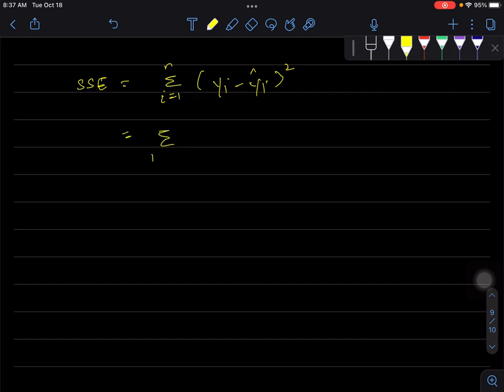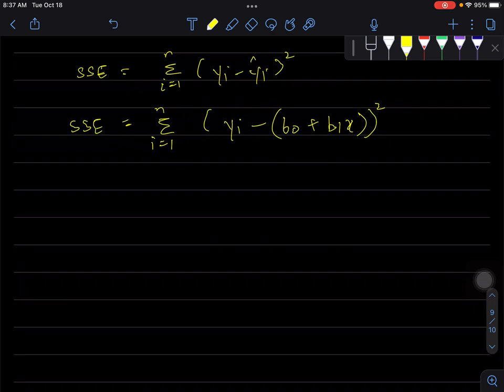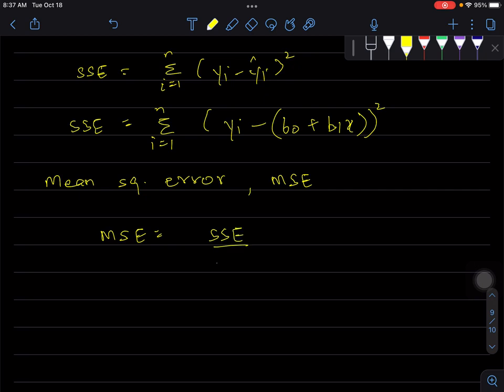So it can be expanded to the sum of (yi minus (b0 plus b1x)) squared. Still SSE. So another term that we need from this is called MSE, which is mean squared error. Mean square error, also MSE. And MSE is nothing but SSE divided by n minus 2.